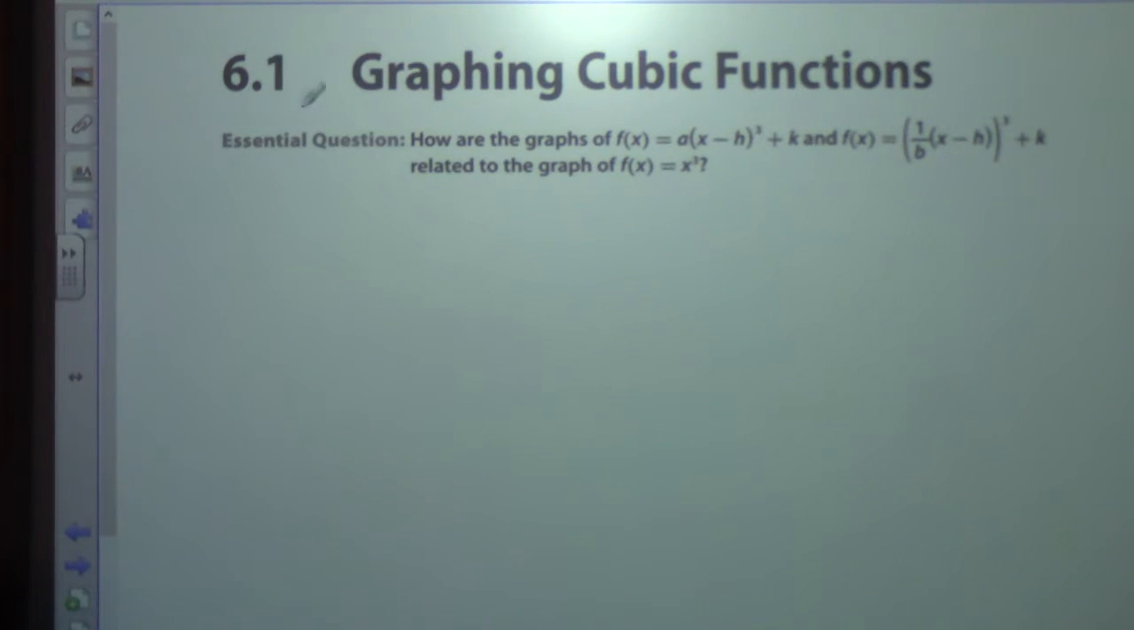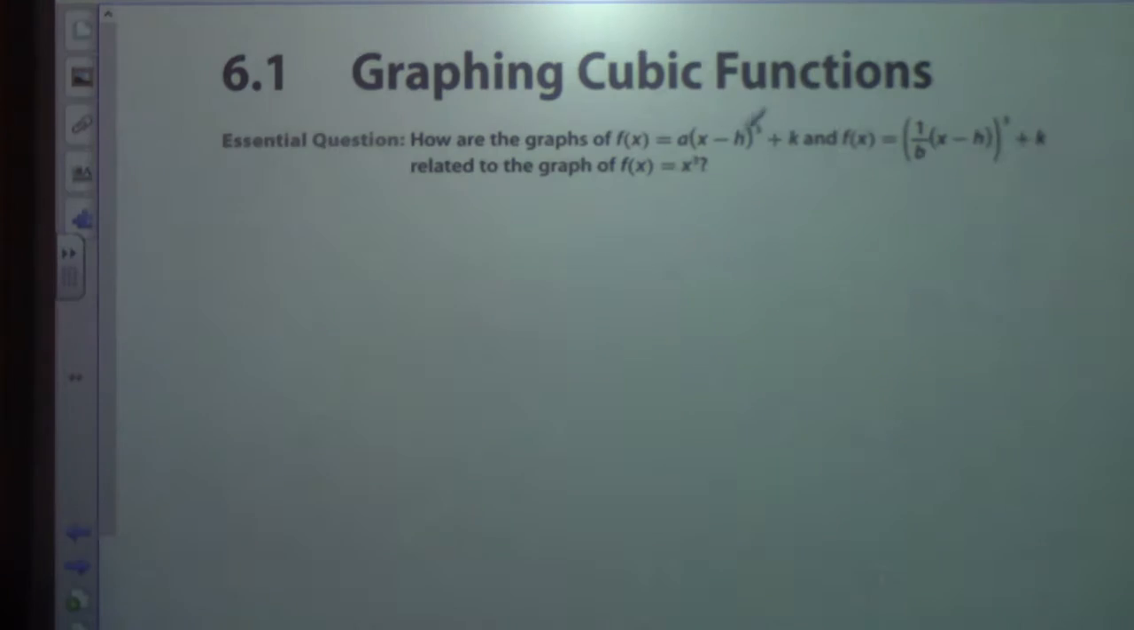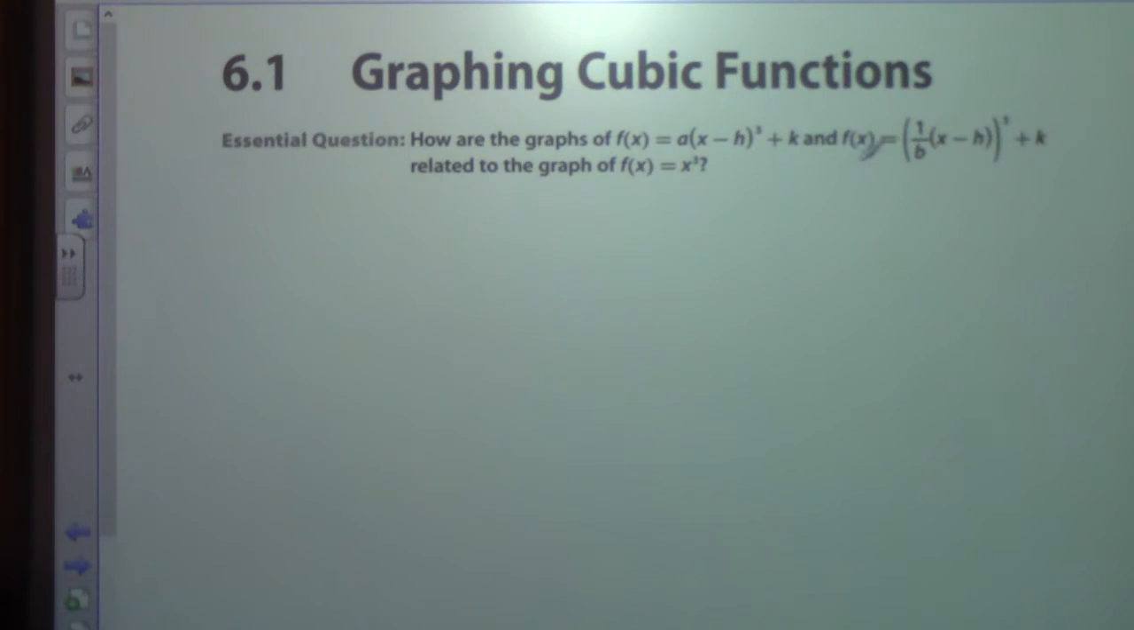All right, graphing cubic functions. So we're getting to chapter 6 starting today. The essential question: how are the graphs of f(x) = a(x - h)^3 + k and f(x) = (1/b)(x - h)^3 + k related to the graph of f(x) = x^3?